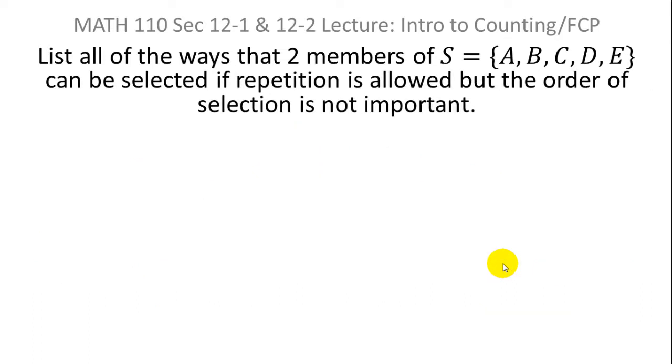This time the problem says list the number of ways that 2 members of the set containing the elements A, B, C, D, and E can be selected if repetition is allowed. So we're back to allowing repetition, but this time the order of selection is not important. That's different. This time we're not allowing a change in order to be a different selection. So if I choose AB, I can't choose BA. They're considered to be the same.